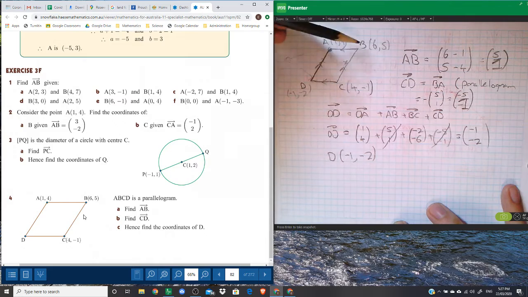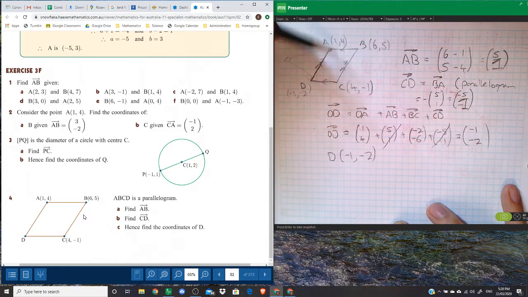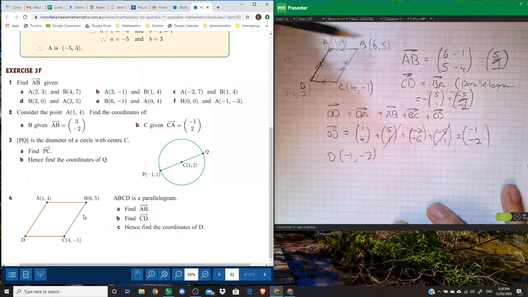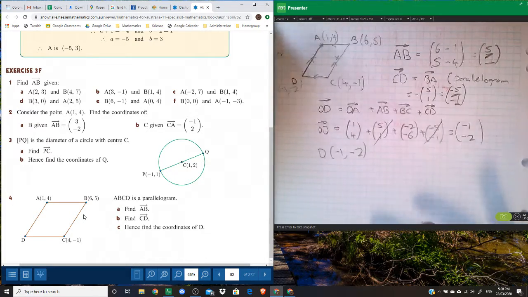And we can check that. If you go from B to C, you move 5 across, and B to A is 1 down. They're both the same, so that's a parallelogram. So that's how you do that one.